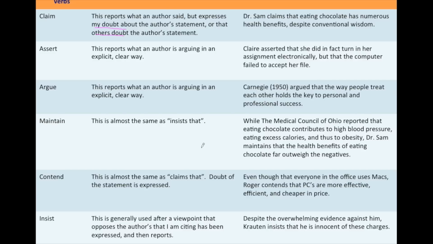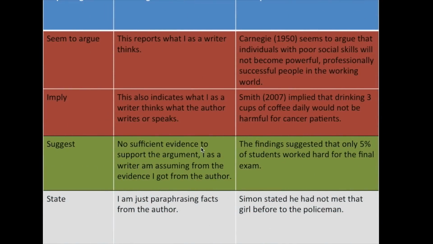Okay, I'll not go over each reporting verb and examples one by one. Instead, I'd like to suggest pausing this video for a moment and reading through this chart. It will be very helpful to understand how to use these confusing reporting verbs accurately. In this chart, seem to argue and imply demonstrate what my interpretation of the author's point of view looks like. In another word, my interpretation could be either correct or incorrect from the author's perspective. It is my evaluation of the paper, though.